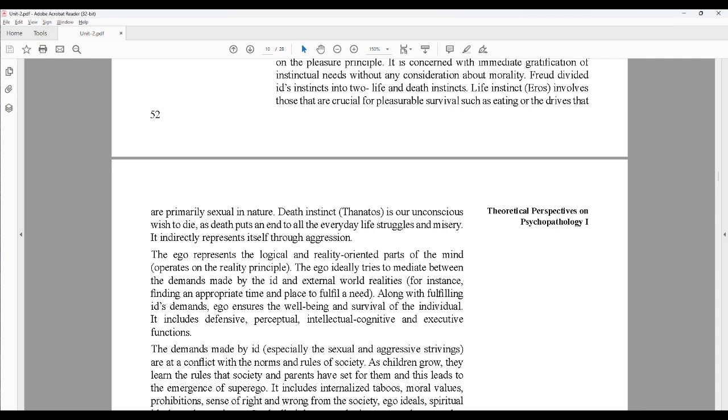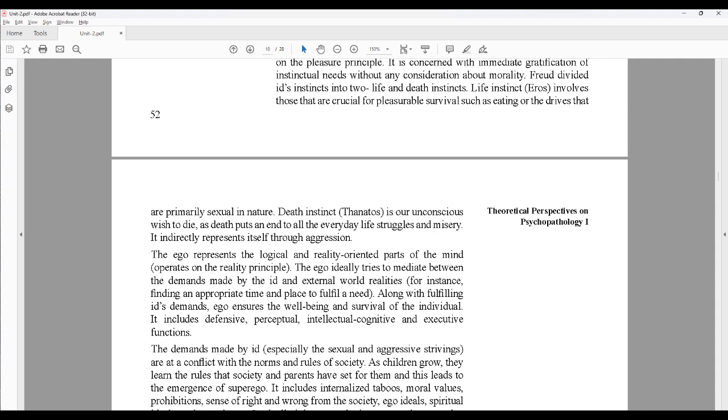The ego represents the logical and reality-oriented parts of the mind, and operates on the reality principle. The ego ideally tries to mediate between the demands made by the ID and external world realities, for instance, finding an appropriate time and place to fulfill a need. Along with fulfilling its demands, the ego ensures the well-being and survival of the individual. It includes defensive, perceptual, intellectual, cognitive and executive functions.